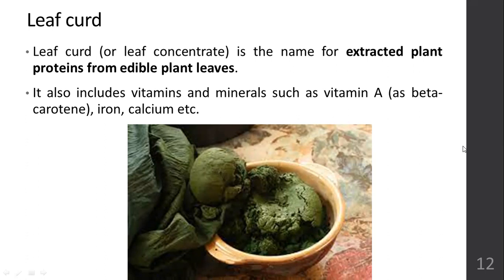So leaf curds are made by extracting the leaf juice. You grind the leaves properly, you extract all the juices from it, and then you slightly heat it. You warm it, and it will start to curdle, and you take that curdled part.